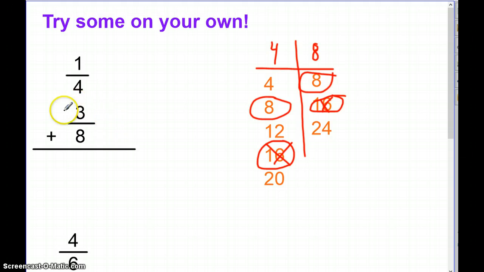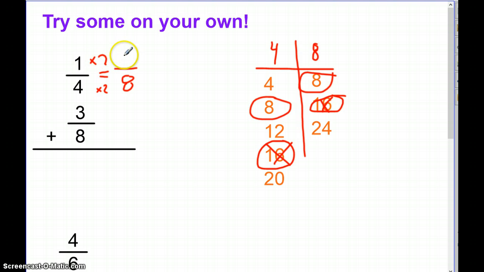Well, that's easy enough. This one already is an 8th. So we need to turn 1/4 into an 8. And you guys all know how to do that, right? You write your 8 in the denominator, and then you look at the relationship. How do you turn a 4 into an 8? You multiply it by 2. Whatever you do on the bottom, you must do on the top.